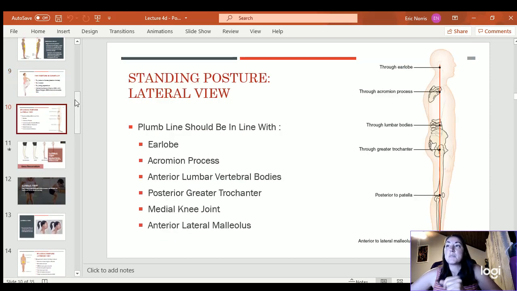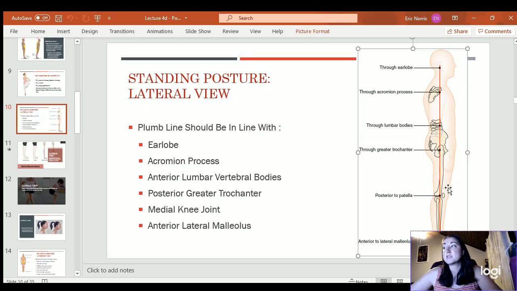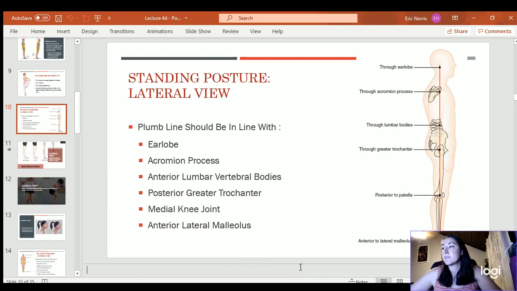All right, standing posture on a lateral view. So if you had a plumb line right beside someone with erect posture, it should be through the earlobe, through the acromial process, through the lumbar spine vertebral bodies, just to the back portion, so the posterior part of the greater trochanter, right posterior to the patella. Sorry, I didn't mean to click on that. Posterior to the patella, and then just anterior to the lateral malleolus.